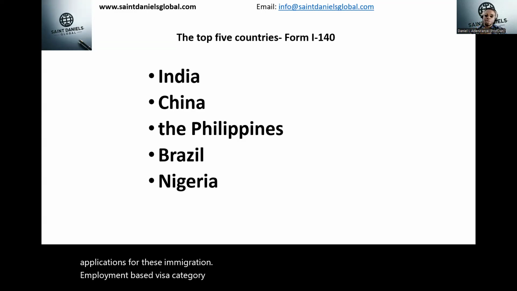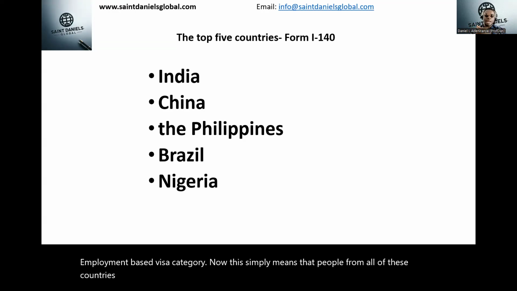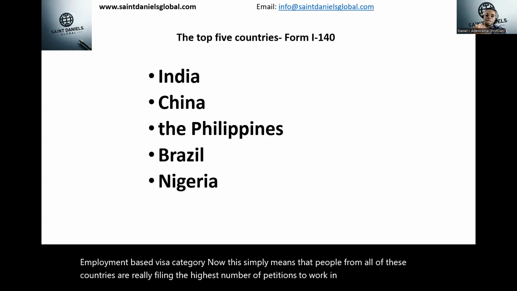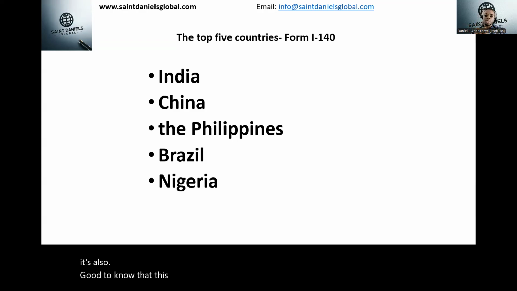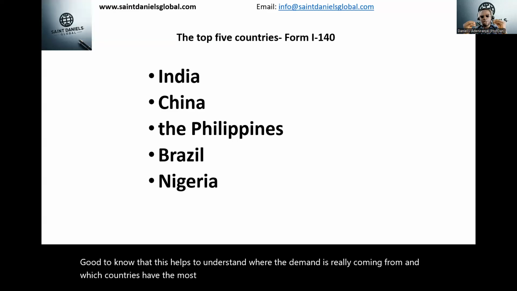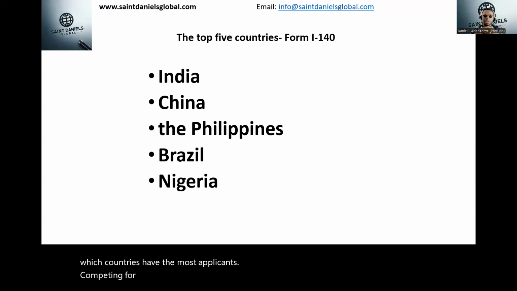Now, this simply means that people from all of these countries are filing the highest number of petitions to work in the US in specialized roles. And why is this important? It helps us understand where the demand is really coming from and which countries have the most applicants competing for these employment-based visas.